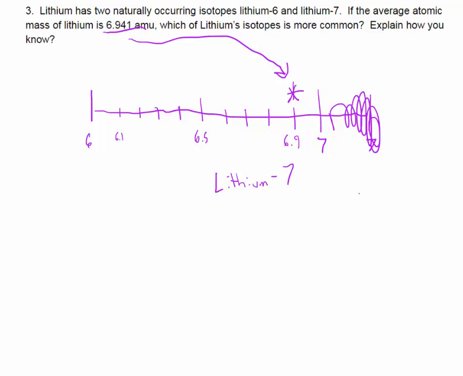is more common. But the answer is it's more common because the weighted atomic mass is closer to 7 than 6, which means there must have been more lithium-7 than lithium-6 in the natural sample that was dug up and analyzed. Okay, that is that. So I will conclude this video.